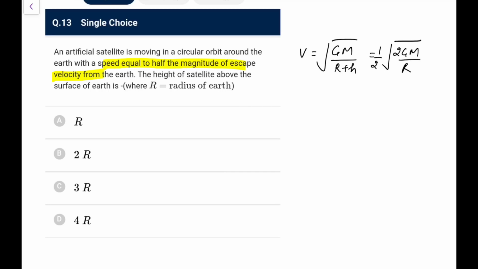So comparing it, what you can directly say, r plus h comes out as 2r, so h comes out as r. Go for option A in this particular case.